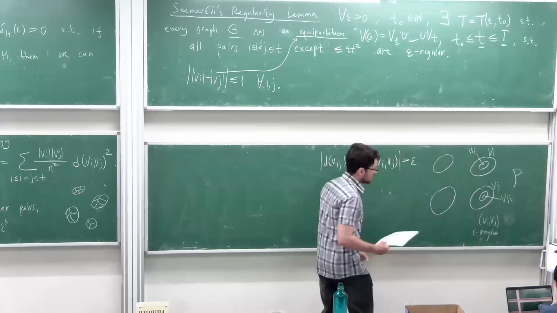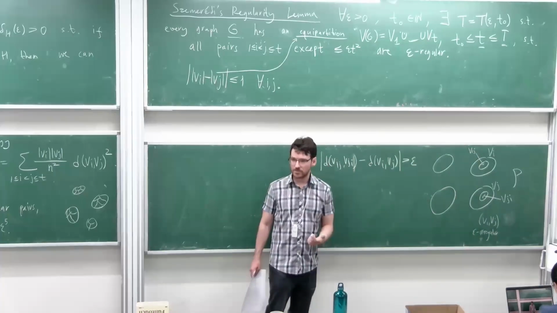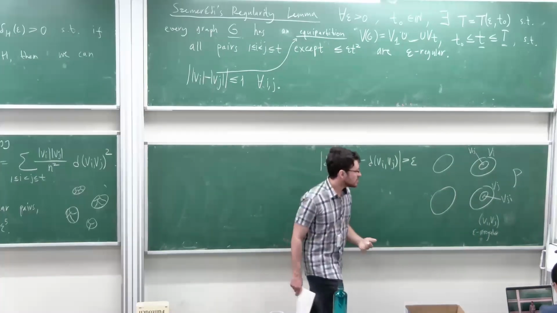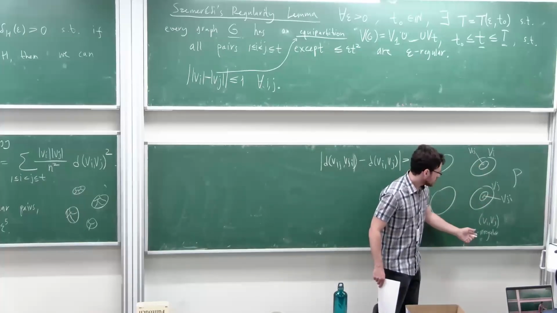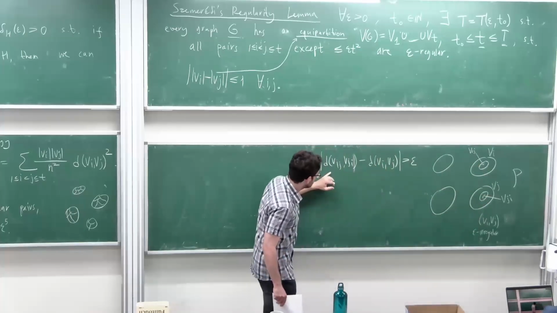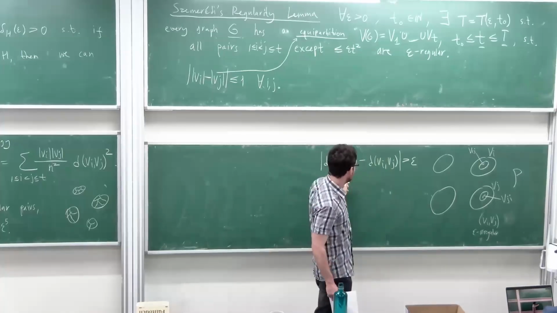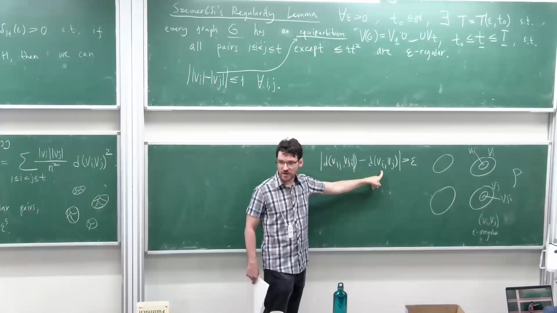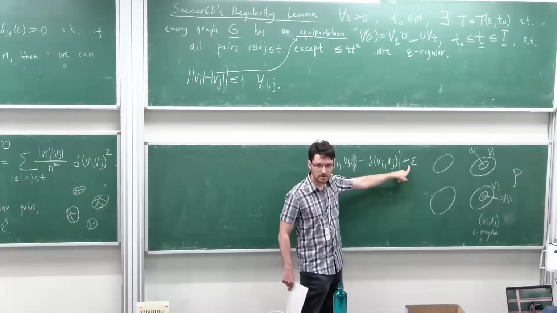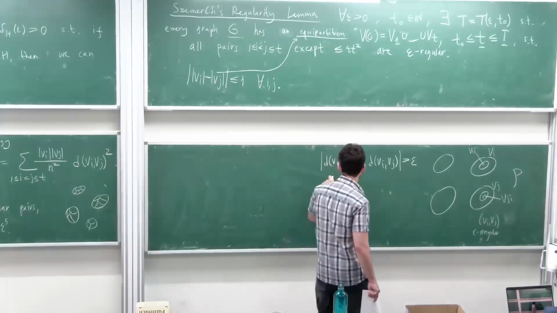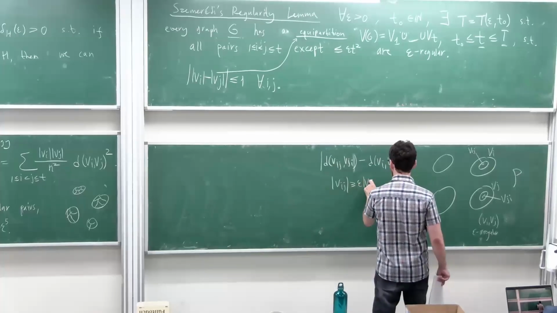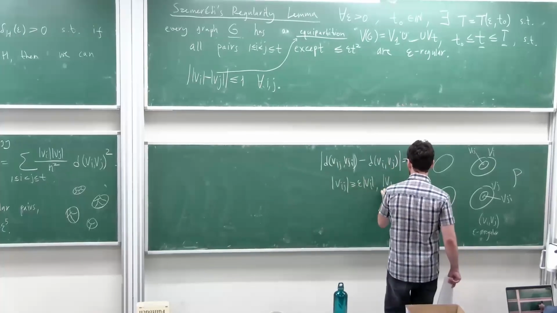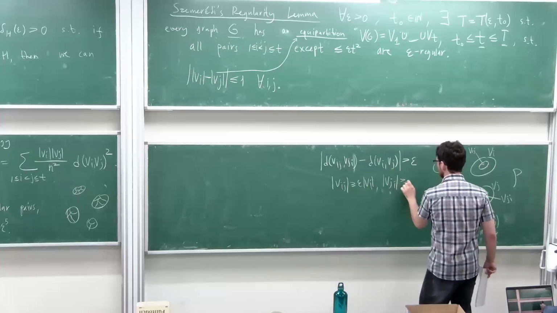So just by the definition of an epsilon regular pair, if a pair is not regular, then we can find big sets here and here, such that their density is very different than the density of Vi and Vj. So it differs by a big size. And we also have Vij big, epsilon Vi, and Vji, epsilon Vj.